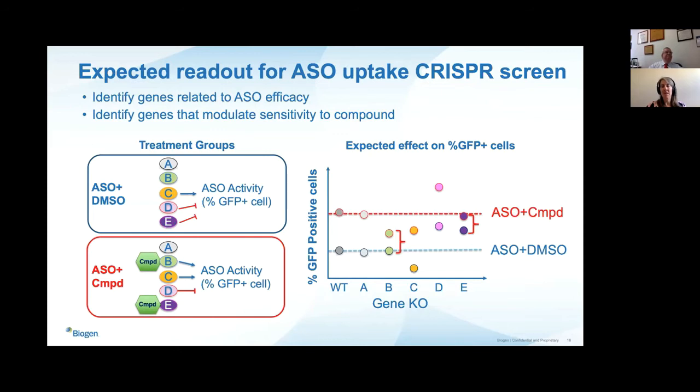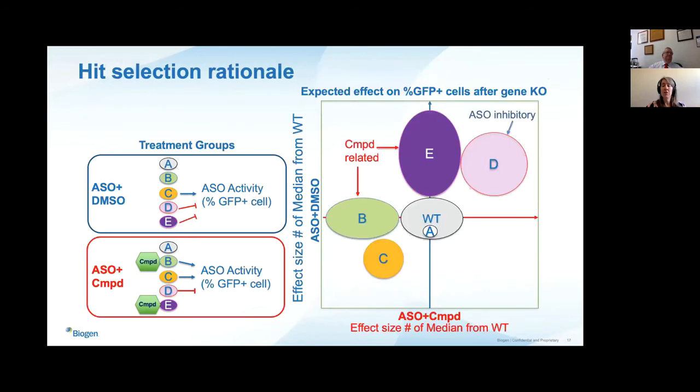Part of the complexity here, though, is if you have 19,000 genes, it's really hard to look at a graph like this. So we generally graph it as a scatter plot where we put our ASO plus compound on the x-axis and ASO plus DMSO on the y-axis. And these are the exact same genes with the exact same lettering. Most of your genes are going to fall here in the wild type. Genes C and D, which don't involve compound, will be here on the diagonals. And then the compound-related genes, B and E, will fall on the X and the Y axis, respectively. So with that, I'm going to now show you the data from our screen.